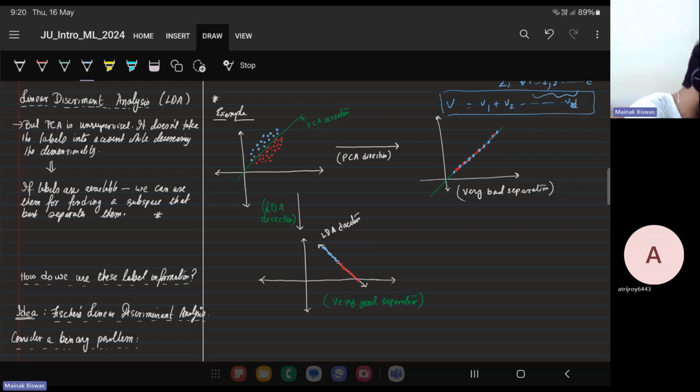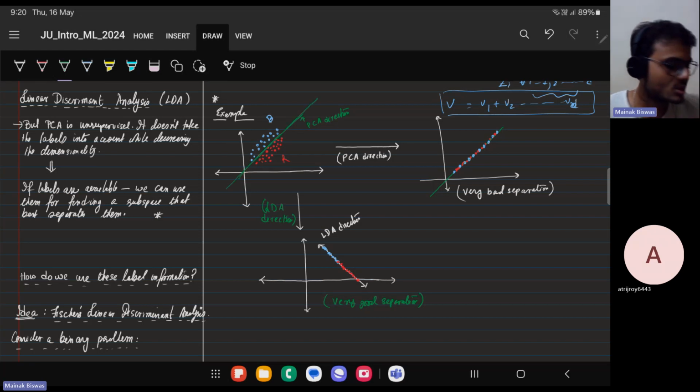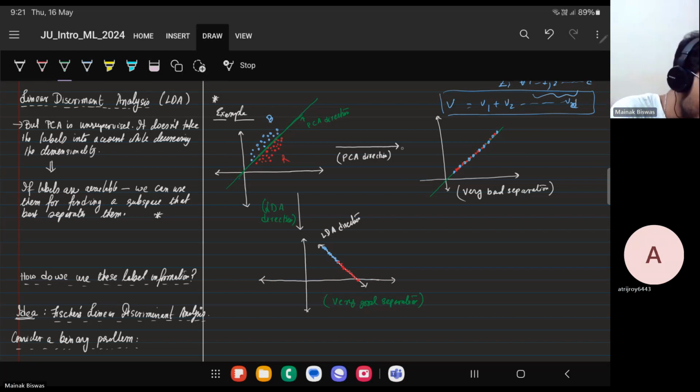For example, say there are two classes, this blue class and this red class. The PCA direction is this green line, right? In your exam, they will mainly talk about geometric interpretation. You just have to see the line. This is your PCA direction, maximum variance. Do you agree? Now, if I project the data, the blue and the red are being merged into one another. Yes or no?